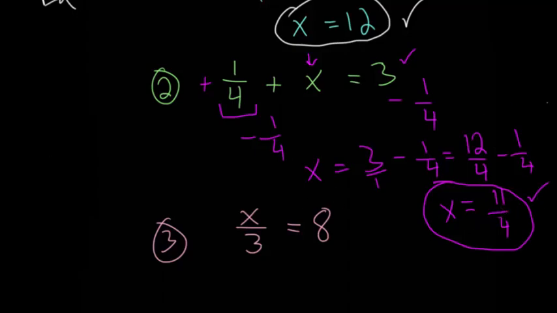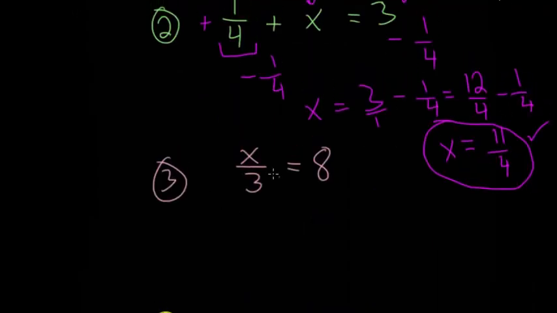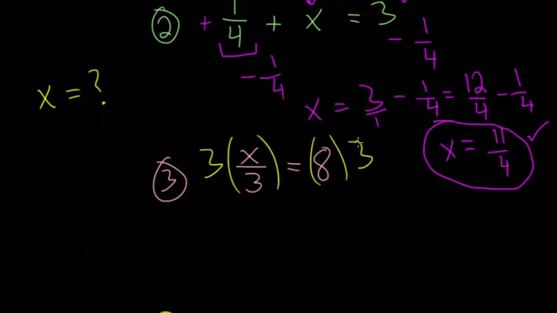Now moving on to number 3, you can see we have some number divided by 3 gives us 8. So we have division by 3, and essentially our goal in all these problems is to get x equals something. So to get x by itself, we have to get rid of this division by 3. And to cancel out division, we want to multiply. So we can multiply each side of this equation by 3.